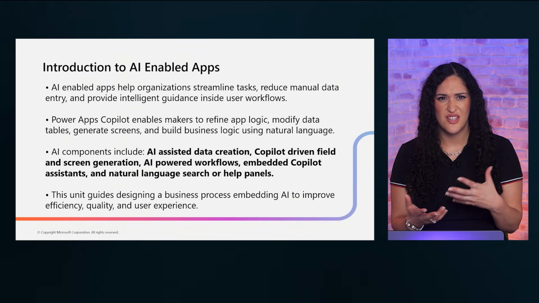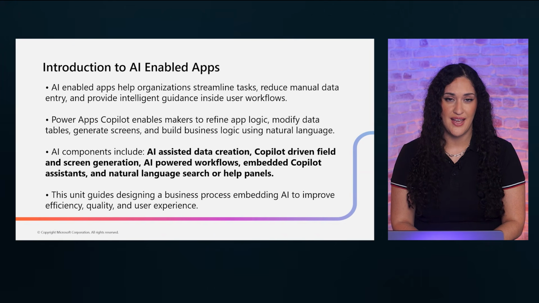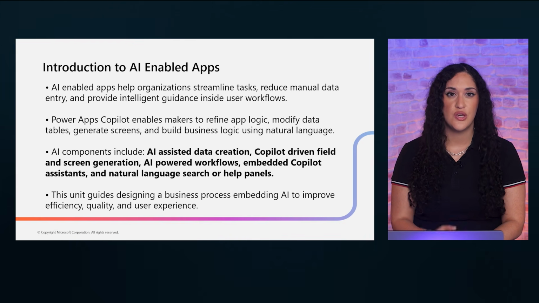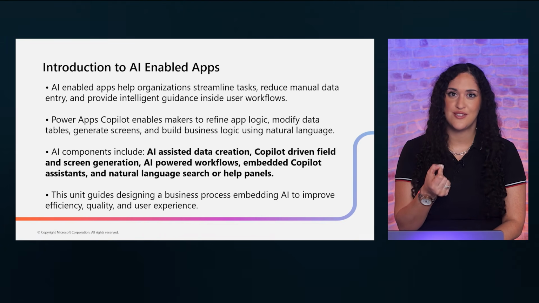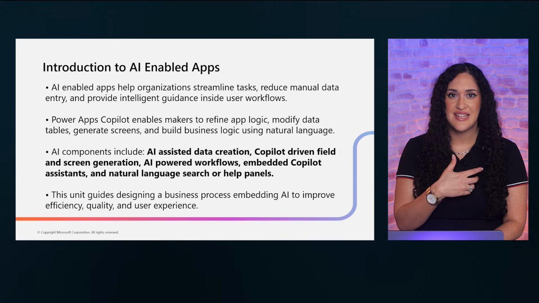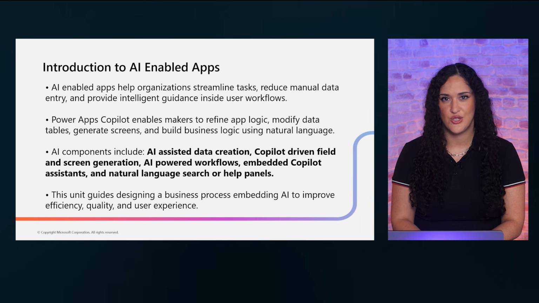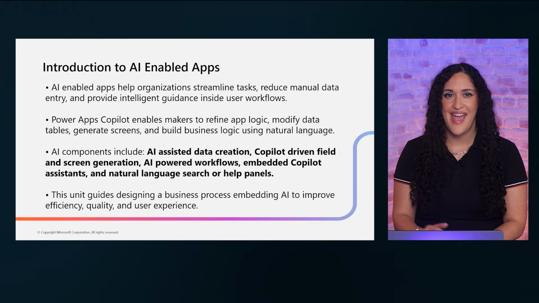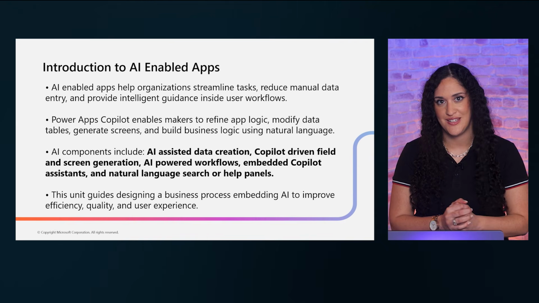AI-enabled apps in Power Apps streamline tasks, reduce manual data entry, and provide intelligent guidance to users. Power Apps Copilot enables makers to refine logic, modify tables, and generate screens using natural language. The key AI components to understand are AI-assisted data creation, which helps populate records intelligently, Copilot-driven generation for building UI elements from descriptions, and AI-powered workflows that automate multi-step processes.